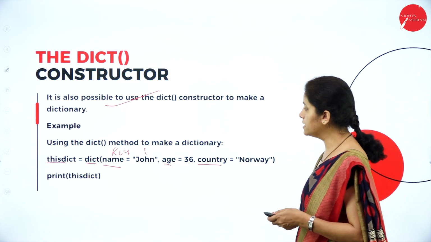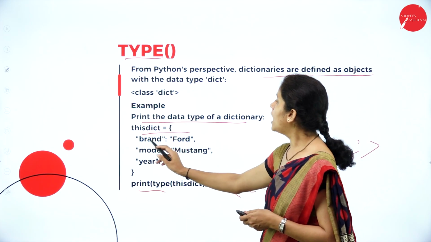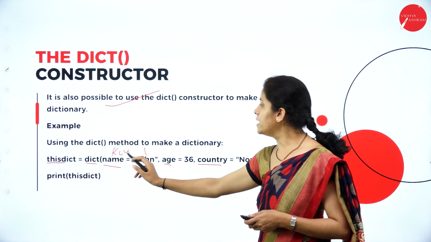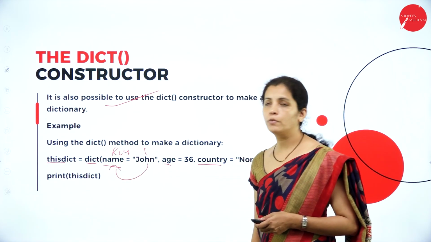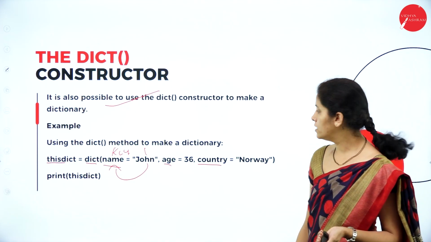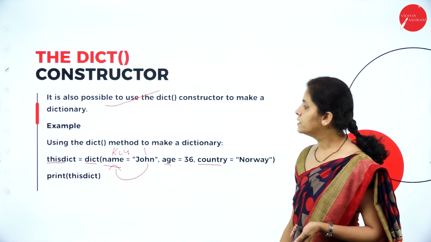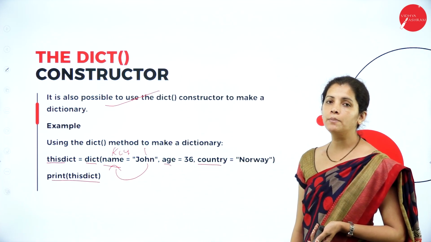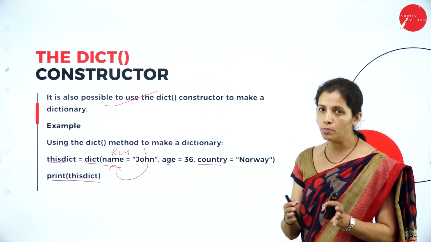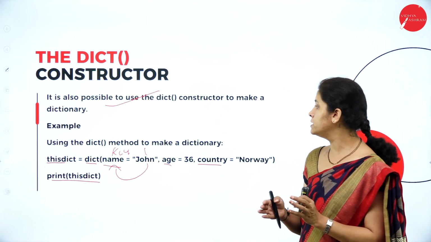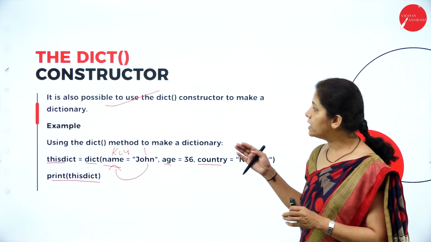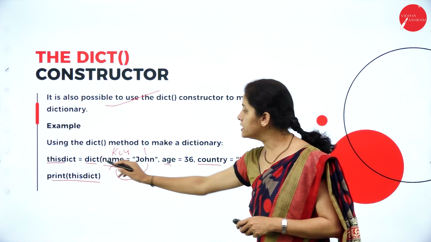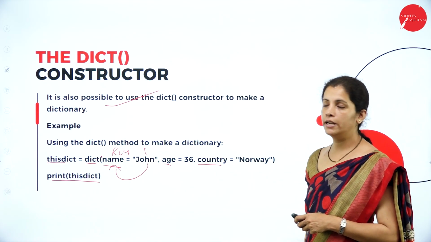Okay, see the difference here. Here I'm using the colon, but here see name equal to. I'm going to assign the name, that is John, then age. And at the end I'm going to print the dictionary. So a dictionary can be created in two ways. One is normally we can create the dictionary by using curly braces, and another method is by using the constructor. See here, I'm using the parentheses to create the dictionary.